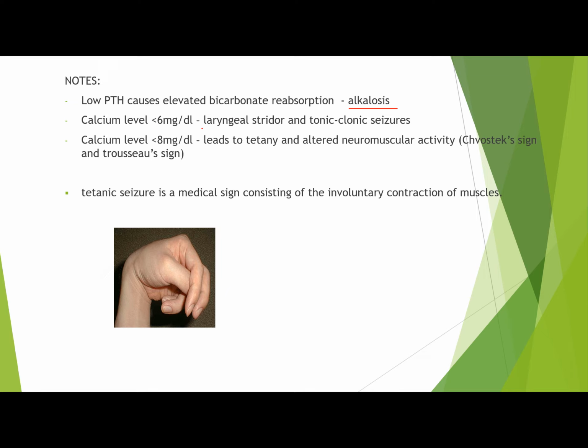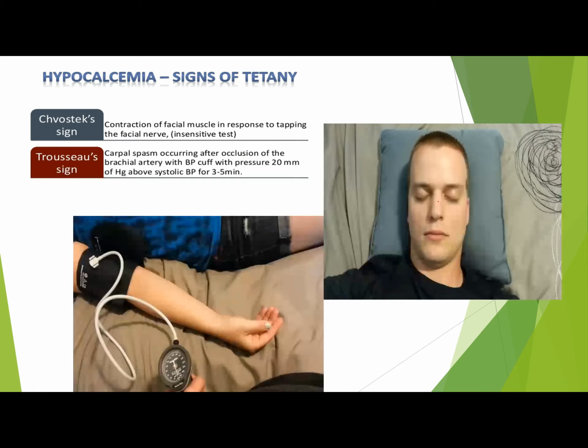Calcium levels of less than 6 milligram per dL, there would be laryngeal stridor and tonic-clonic seizure. Calcium levels of less than 8 milligram per dL can lead to tetany and altered neuromuscular activity. We have the Chvostek sign and Trousseau sign. Tetanic seizure is a medical sign consisting of the involuntary contraction of muscles. So ito yung dalawang sign, class, kapag may hypocalcemia ka, yung Chvostek sign and Trousseau.